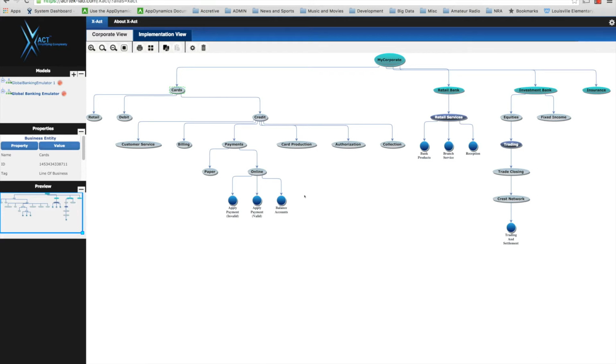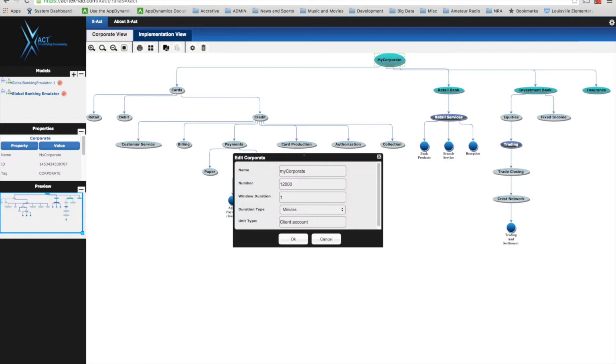The corporate view is hierarchical and consists of three types of object: the corporate object, the business entities, and the business processes. There is only one corporate object, and it is the top of the hierarchy. It has 5 user-assigned properties. You can view these properties in the properties window on the side once the object is selected, or you can change them in the dialog.